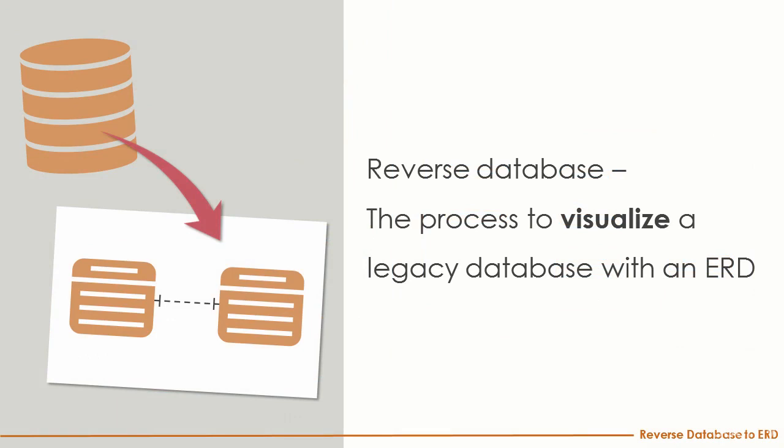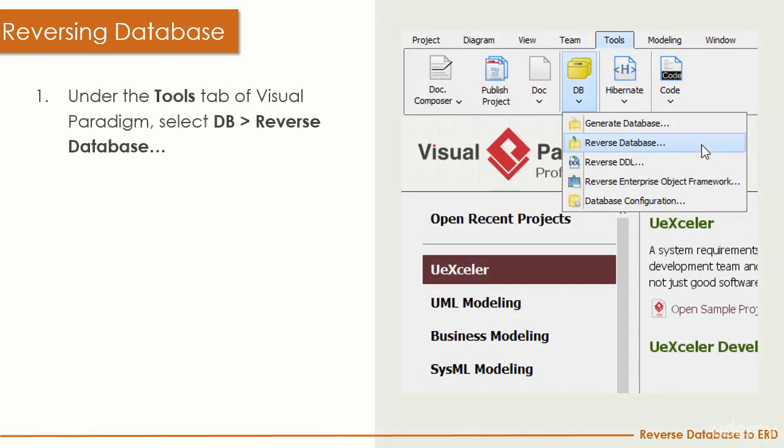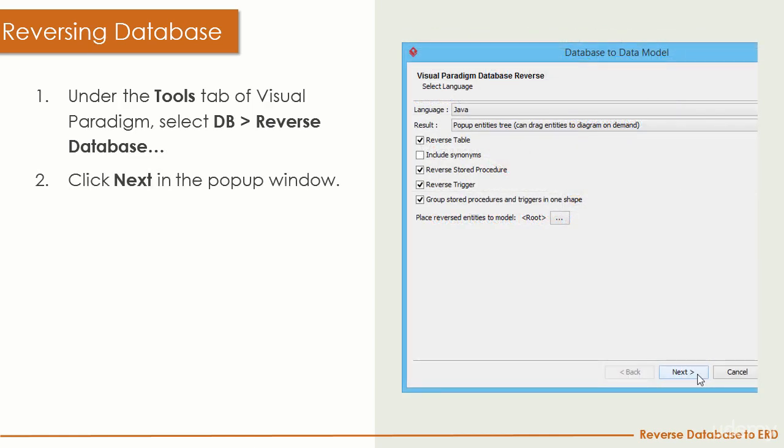In the following section of this lecture, I will talk about how to reverse the database. I will outline the steps first, and then I will demonstrate how to do that. To reverse the database, first you need to go to the Tools tab, and then click on DB and Reverse Database. Then you will see a dialog box. I won't walk through the options here. I will talk about them later on in this lecture.